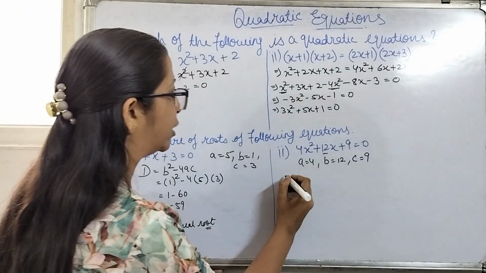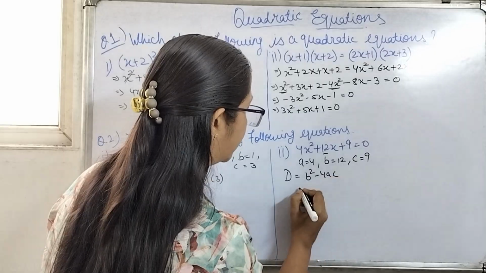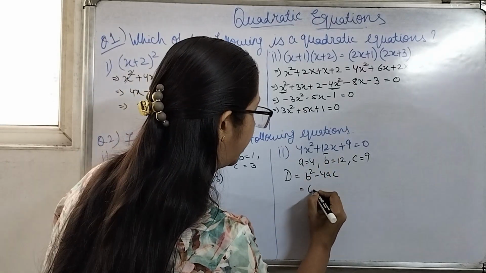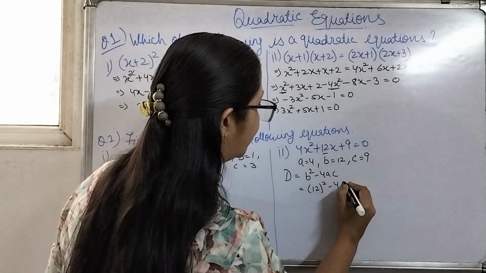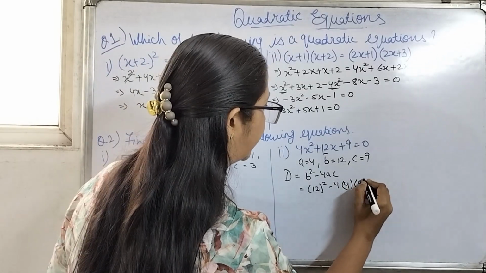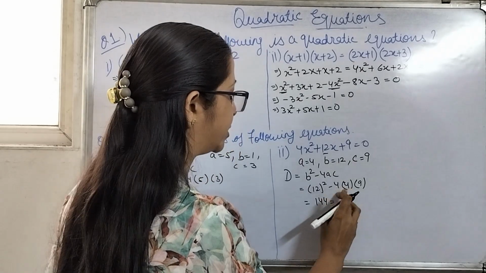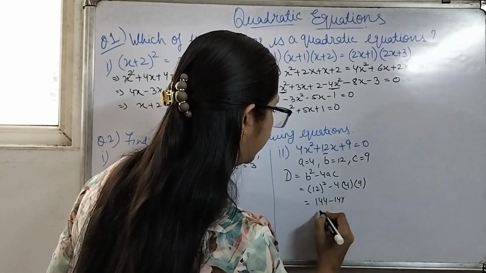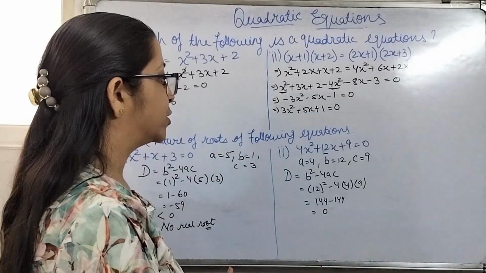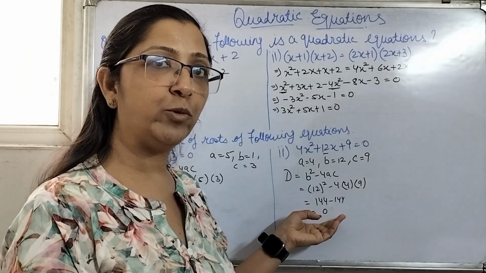Now what will be the value of the discriminant b square minus 4ac? Let's check it out. b is 12, so 12 square minus 4, value of a is 4, value of c is 9. Square of 12 will be 144, 4 fours are 16, 16 multiplied by 9 is 144, that is 0. So the value of b square minus 4ac is coming equivalent to 0.